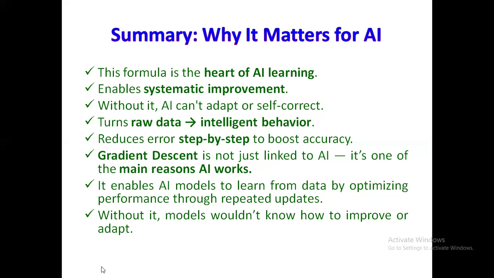And you know that without gradient descent or a similar optimization technique, an AI model would have no clear method for self-correction or improvement. It would make random or static predictions with no capability to adapt based on experience or data. In this way, gradient descent is not just a tool within AI, it's a foundational principle that empowers AI to learn, evolve, and perform tasks that simulate human intelligence.